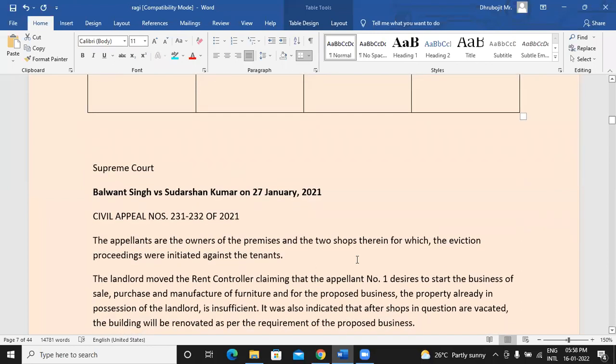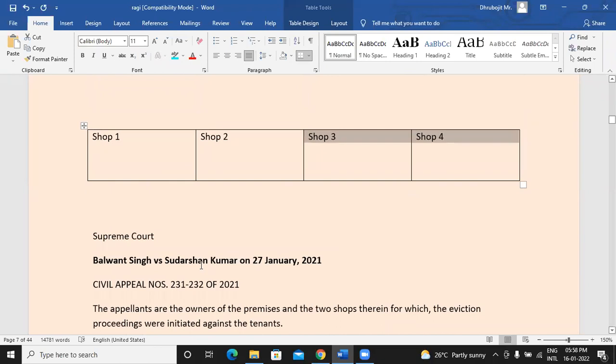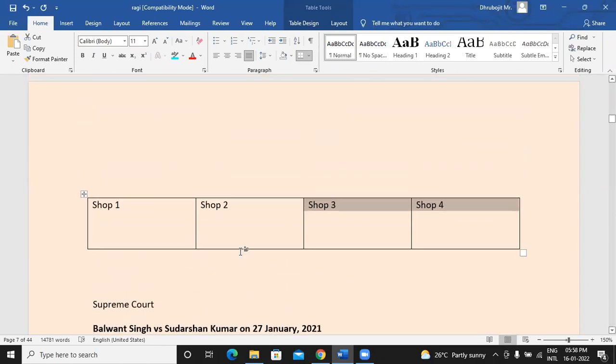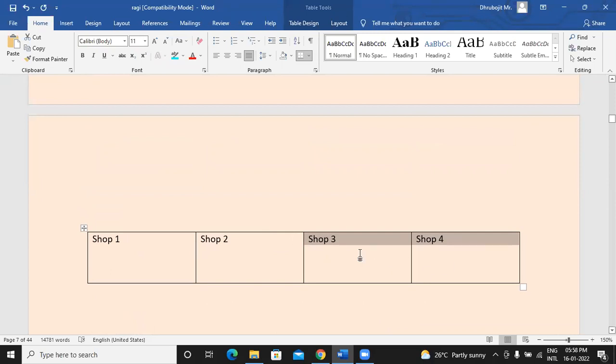Eviction proceedings were also started. But the tenant said, why does this person need these 2 shops also? He just wants to start this furniture business, and for that this space is enough. Why do we need these 2 shops also? This space is sufficient for him to start the business. So I don't want to vacate. That was the main thing.